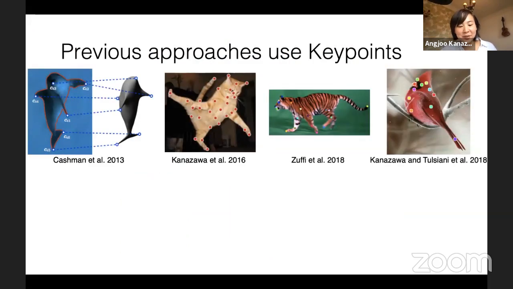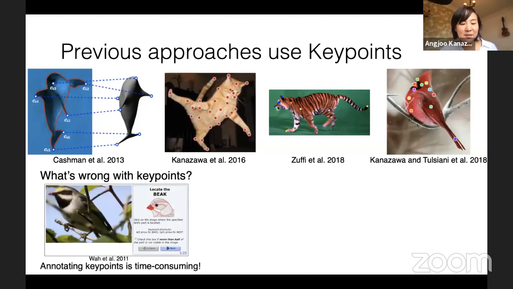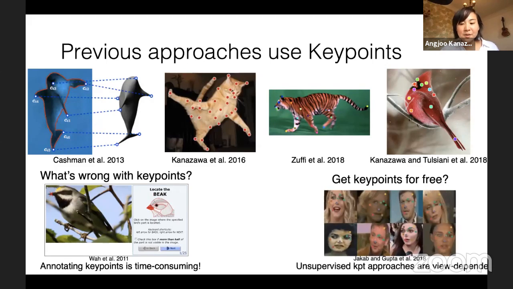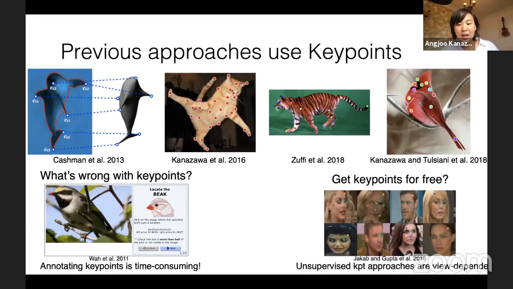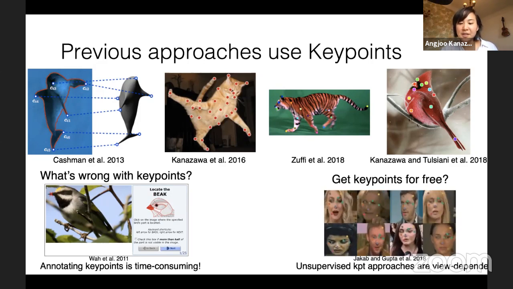A lot of work requires key points. And what's the problem with key points? The problem is that it's very time consuming to obtain them. For every single image, you have to go and click them. There is a lot of interesting work that tries to learn automatic key points, and there's been lots of interesting progress in this area.